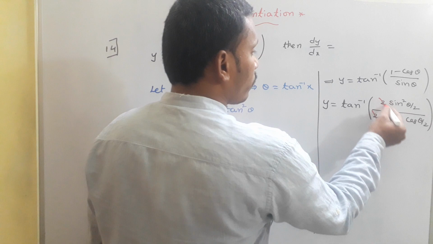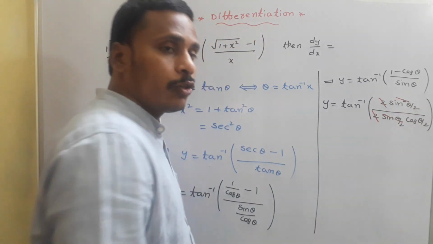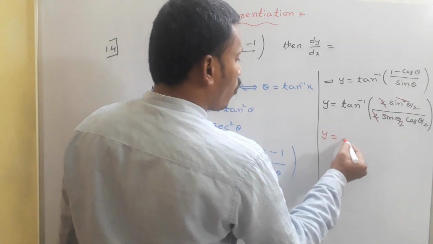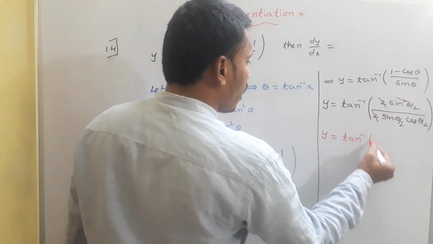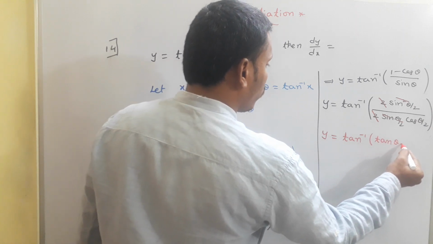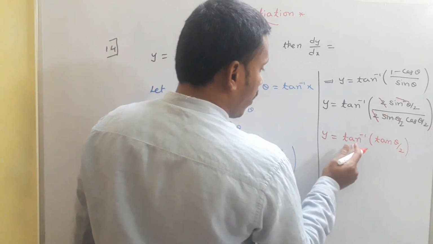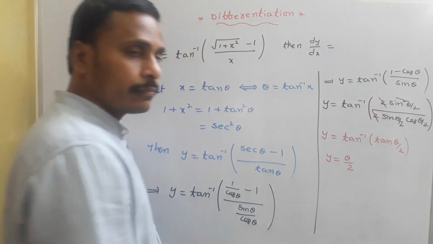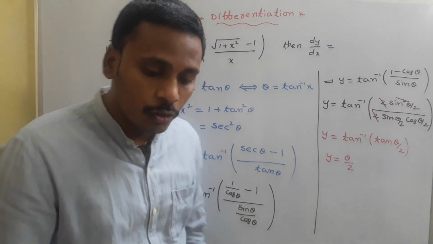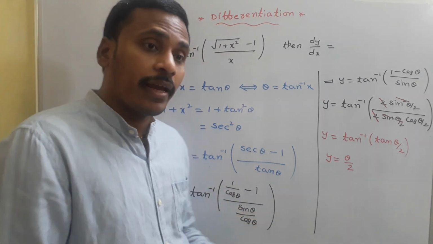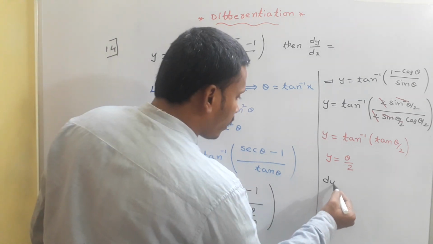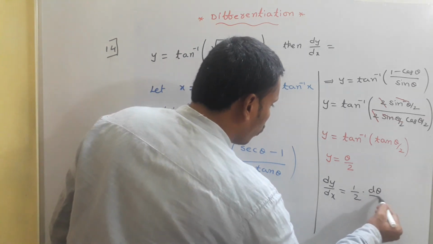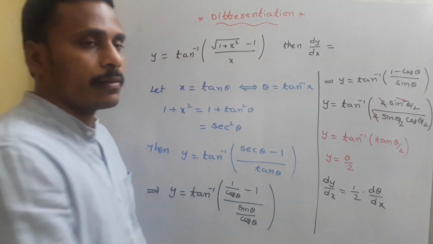Using the half angle formula, simply cancel out 2, cancel out this square and one sin theta by 2. Sin theta by 2 by cos theta by 2 is tan theta by 2. So y is equal to tan inverse of tan theta by 2. This inverse tan and the tan will get cancelled. You are left with y equal to theta by 2. Now you just apply the derivative. Since we need dy by dx, dy by dx is equal to 1 by 2, which is a constant, into d theta by dx.